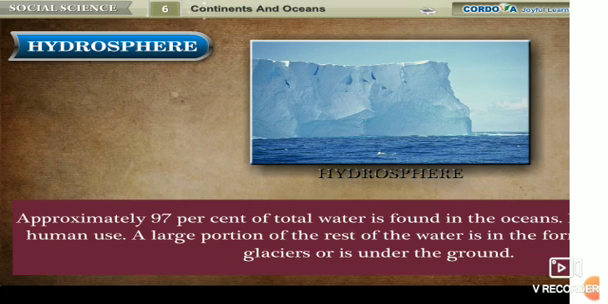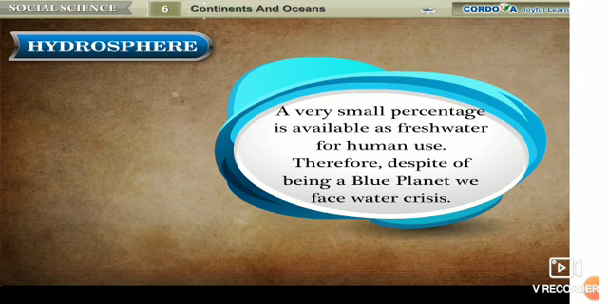Approximately 97% of total water is found in the oceans. But it is too salty for human use. A large portion of the rest of the water is in the form of ice sheets and glaciers or is under the ground. A very small percentage is available as fresh water for human use. Therefore, despite being a blue planet, we face water crisis.